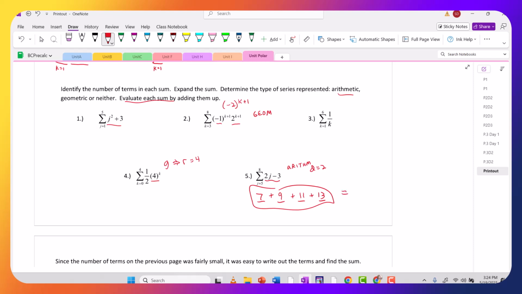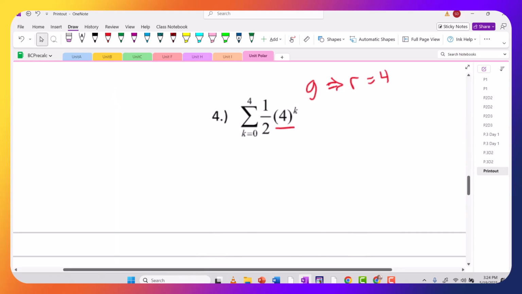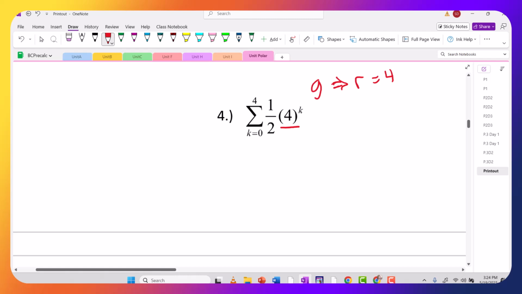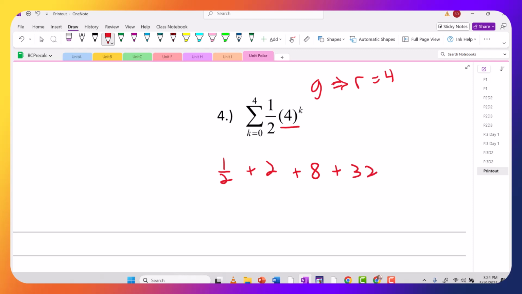Equals. I don't feel like doing that right now. I'm going to go to the geometric. See, here we go. K equals 0, so 4 to the 0 is 1, so our first term is a half. Then the first term, 4 to the first, half of that is 2. 4 to the second is 16, half of that is 8. This is going to get big. Third, 4 to the third is 64, half of that is 32. Oh, no. 4 to the fourth, 16 times 16 is 256. Half of that is 128? I hope I did this right.